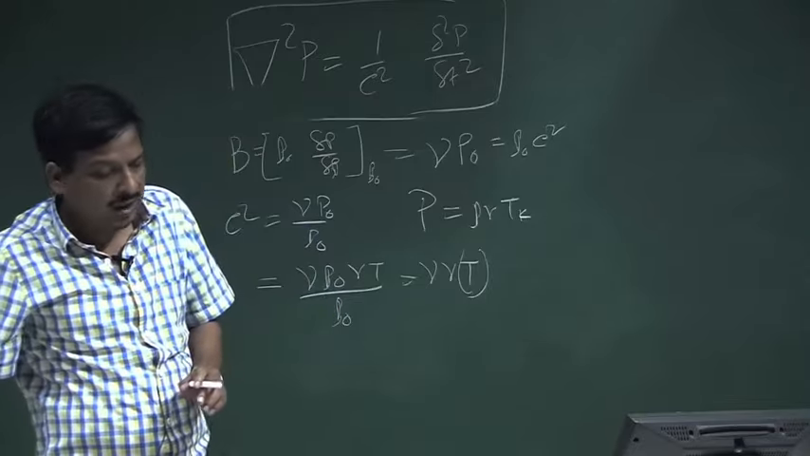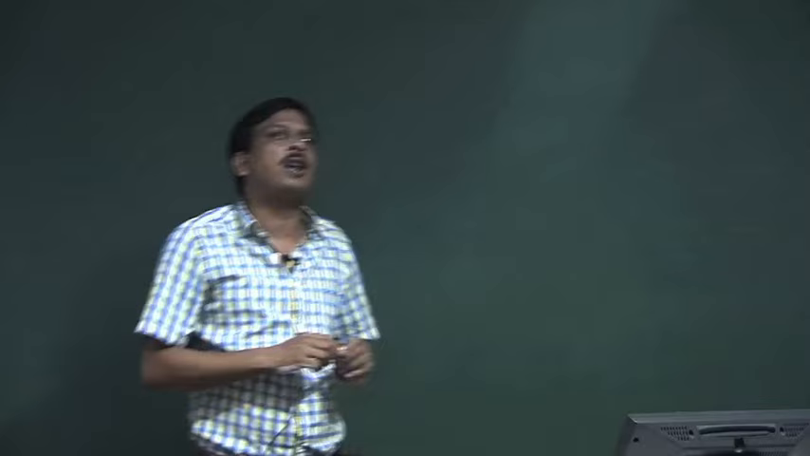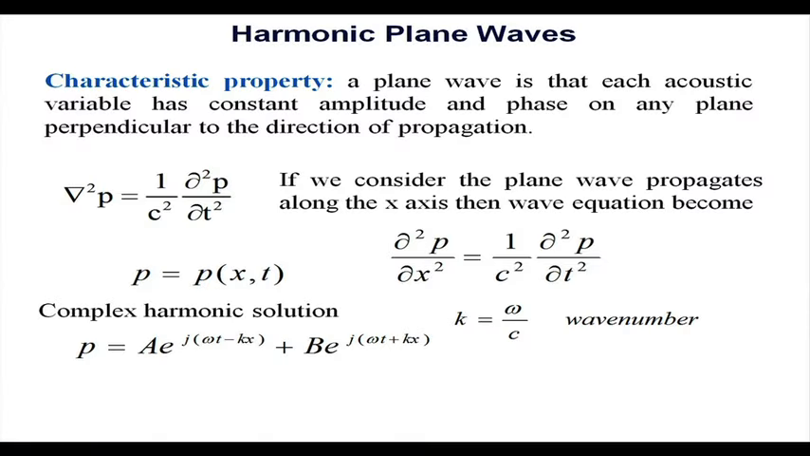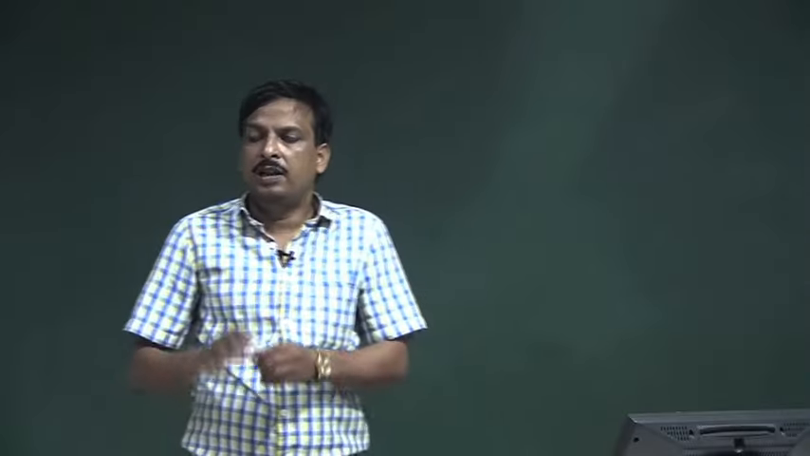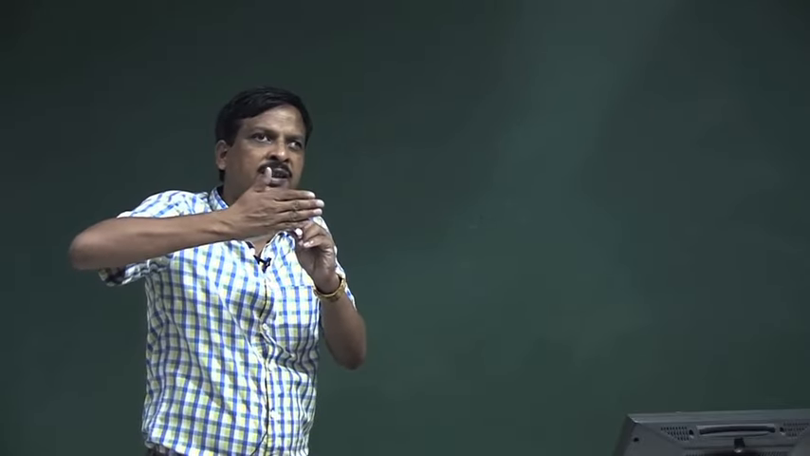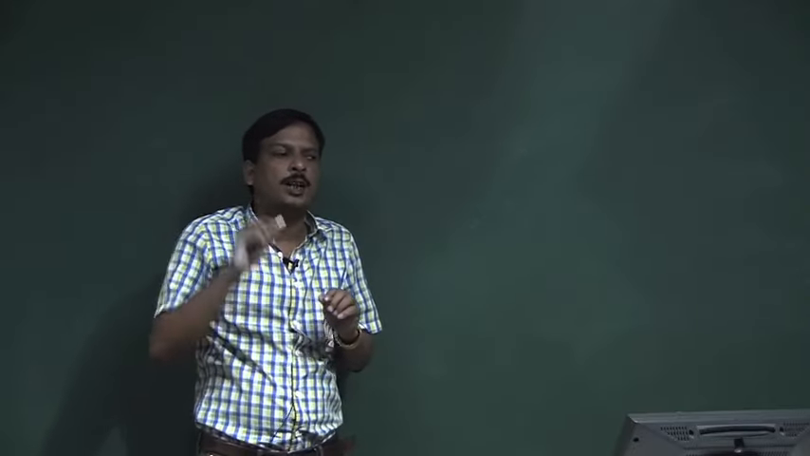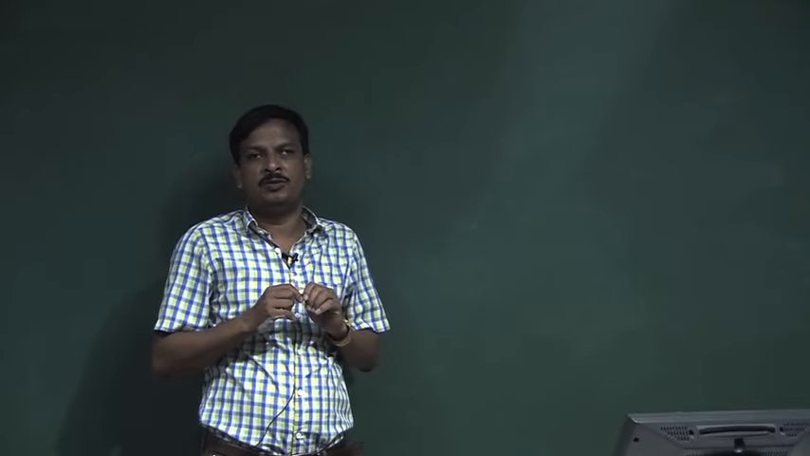So now we have derived the equation of p and u, and we have described how the harmonic plane wave is propagated in a medium. The characteristic of a harmonic plane wave is that each acoustic variable has a constant amplitude and phase on any plane perpendicular to the direction of propagation. What is the meaning? If the wave is propagated along the x axis, perpendicular to the x axis, let us say the z axis, then in the z axis all the acoustic variables of that plane wave have constant amplitude. That is the meaning.